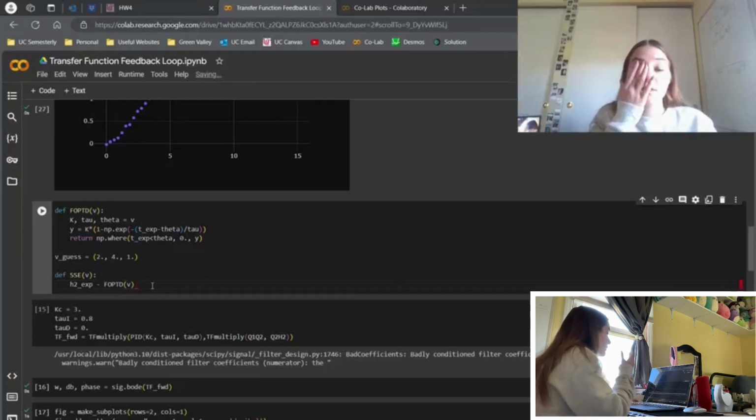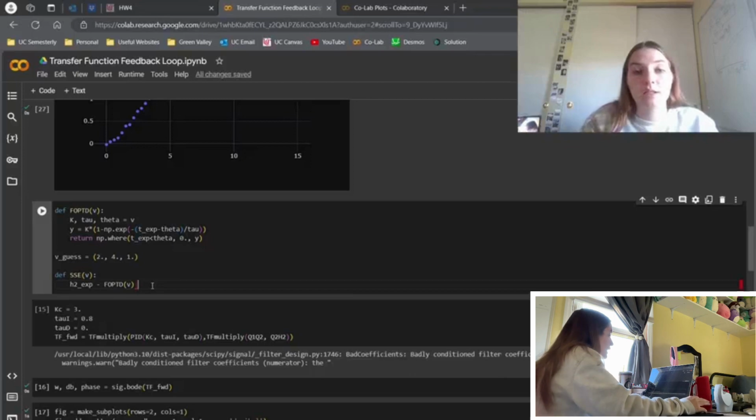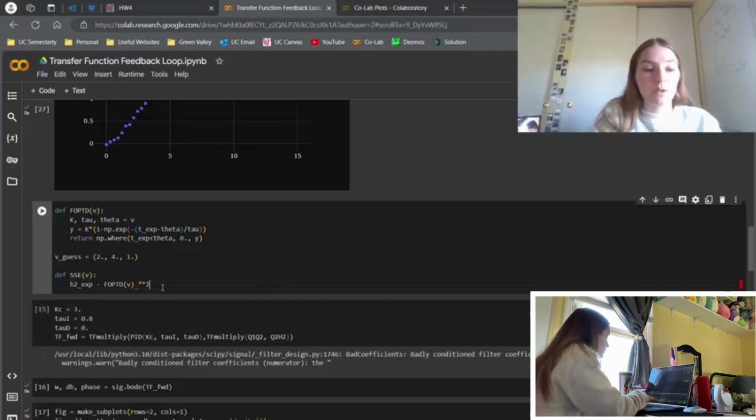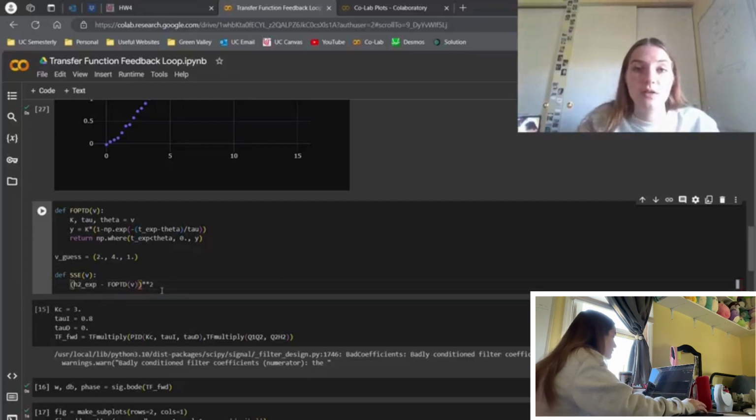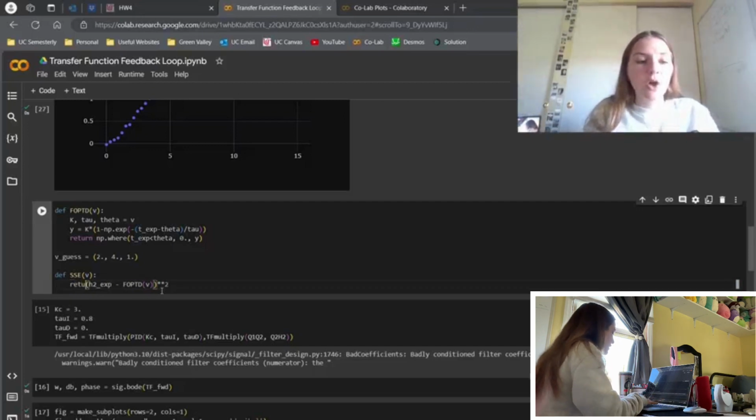And then if we think about this, we know that we're going to get positive and negative values from this equation. So we need to make sure that we square it so each positive and negative difference has the same effect on our system. So then we can return the sum of this and it'll give us our sum squared error.